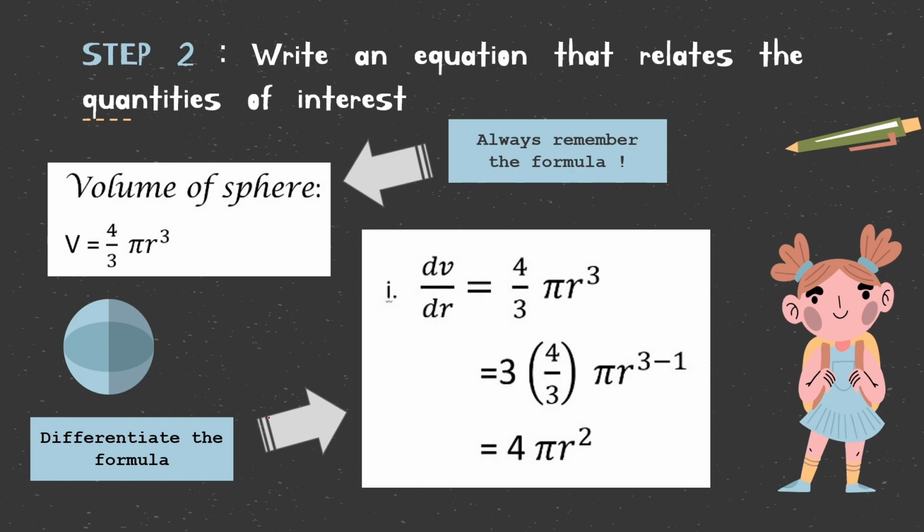Next, we have to differentiate the formula as usual. First, bring the power of 3 to the front, and the power will be reduced by 1. You will get 3 times 4 over 3 pi r with the power of 3 minus 1. The answer is dV over dr equals 4 pi r squared.